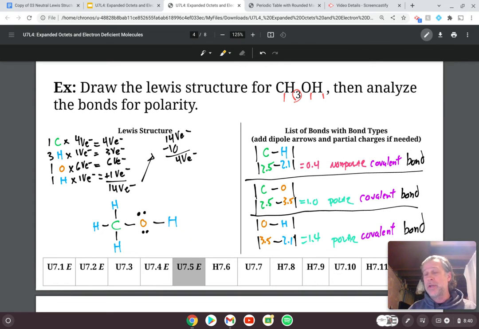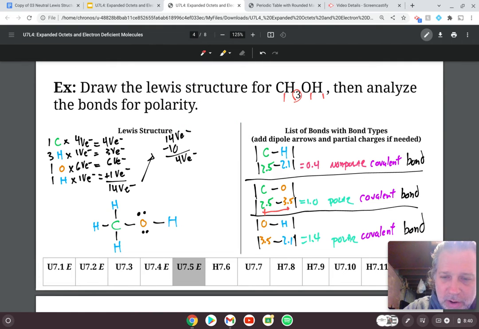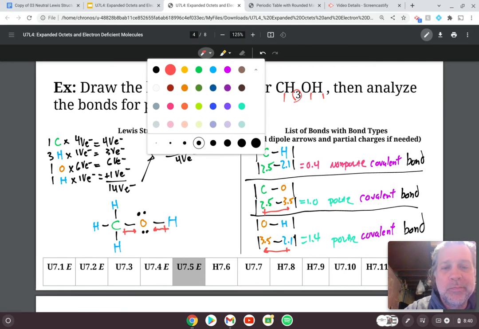Okay? Now, with the polar covalent bonds, we have to draw a dipole arrow, and we have to do partial charges. So, as you may recall, we draw the arrow towards the more electronegative element. So that means that in the carbon-oxygen bond, the arrow is going to go towards oxygen. So I'm going to draw that here. And in the oxygen-hydrogen bond, the arrow is going to go towards oxygen, rather. I misspoke.